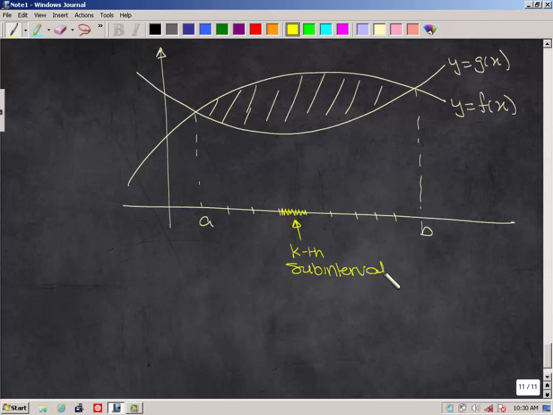Whatever I do to this, I'm going to do to every other subinterval. All I have to do is change the number on k. If I take k to be 1, that'll be this subinterval here. If I take k to be 2, that'll be the next one, and so on. Okay, all right, so we're going to work on that one. So this is my lamina.